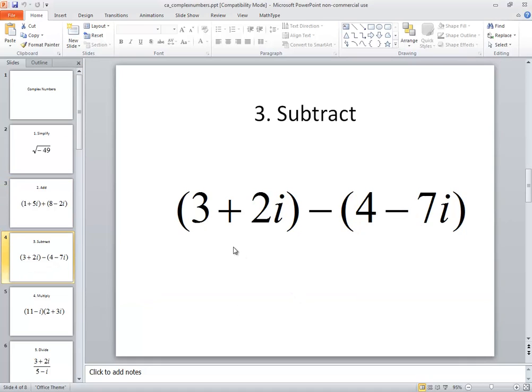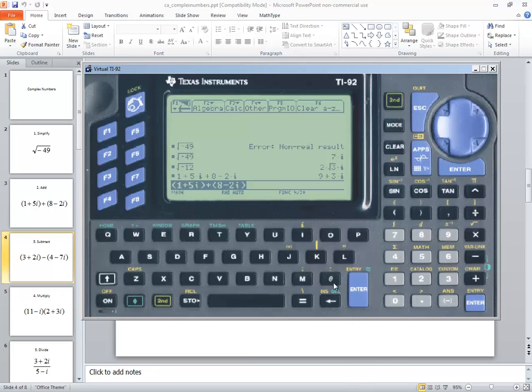Now for subtraction, we have 3 plus 2i minus 4 minus 7i. Again, we'll type it in exactly as you see it. So press clear. Do a beginning parentheses, and then 3 plus 2, and then second i, closing parentheses, minus beginning parentheses 4 minus 7, and then second i, closing parentheses, enter. And our answer is negative 1 plus 9i.